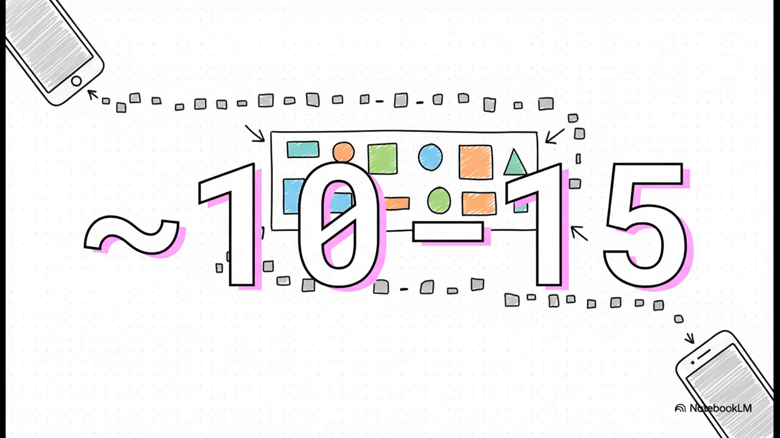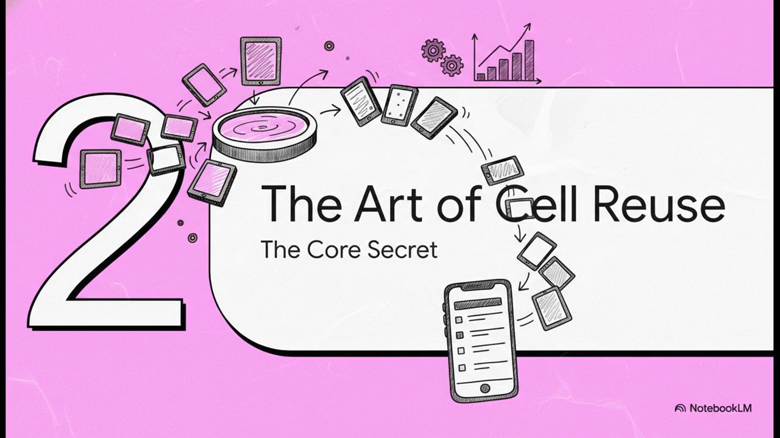Isn't that wild? This incredibly efficient system is called cell reuse. And this is the absolute cornerstone, the secret sauce behind every smooth scrolling list on iOS. The idea is brilliant. Instead of creating thousands of new cells from scratch, the system just recycles a very small handful of them over and over and over again. So let's break down exactly how this little magic trick works.